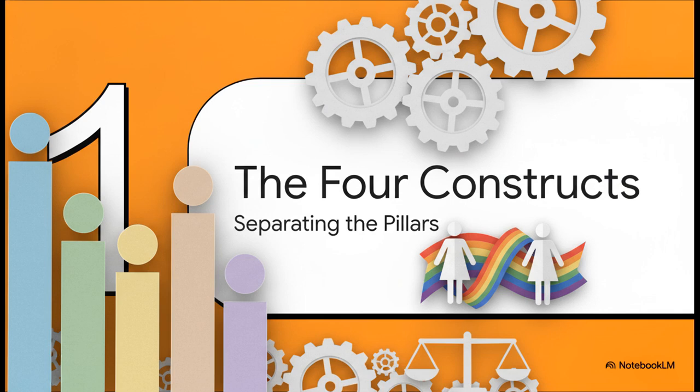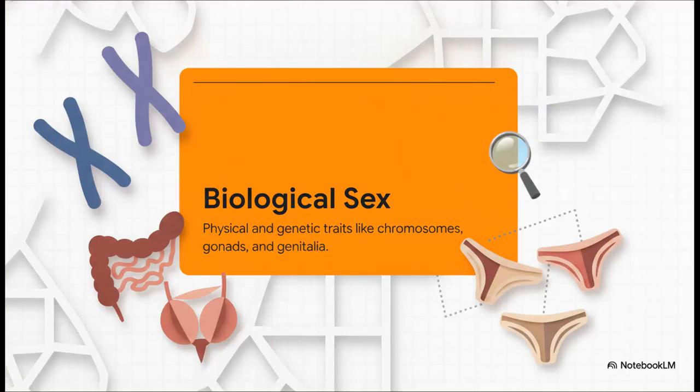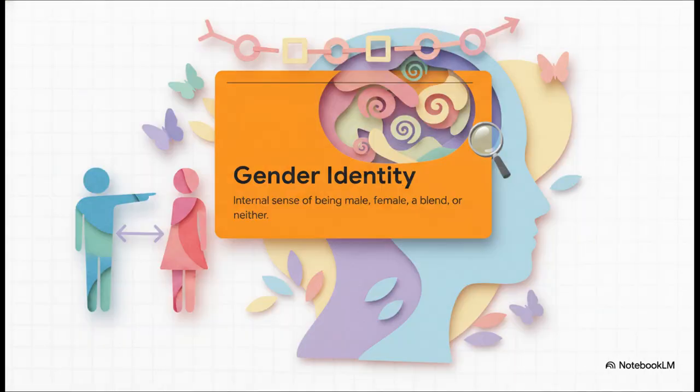Let's cleanly separate the 4 foundational pillars of human identity. First up is biological or chromosomal sex. Now, what's interesting here is just how concrete this is. We're talking strictly about physical, genetic, and anatomical traits. You know, the chromosomes you have, your gonads, hormone levels, your genitalia. In the medical world, this is classified as male, female, or, in cases of differences in sex development, an intersex variation. It's purely physical.